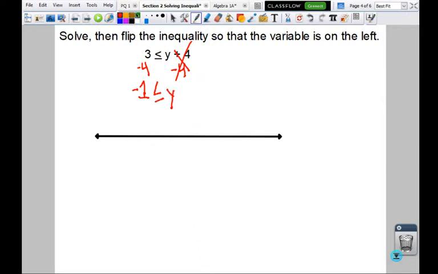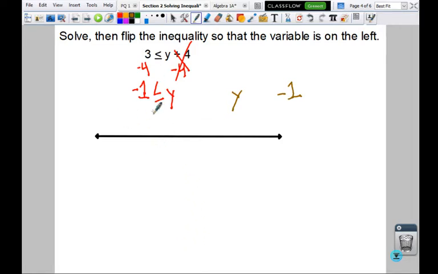On this problem, Zoe, is my y on the left side? No, so before I graph this, I want to move my y to the left. So basically, I'm going to have to flip everything. I'm going to put my y here. My negative 1 is going to go on the right. And then, I have to be careful.